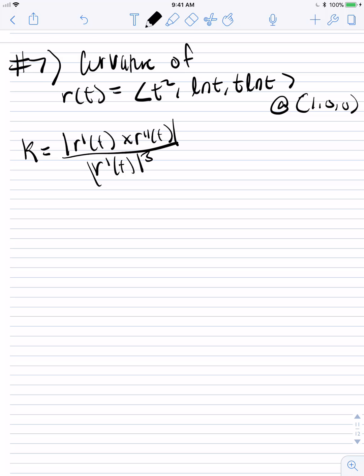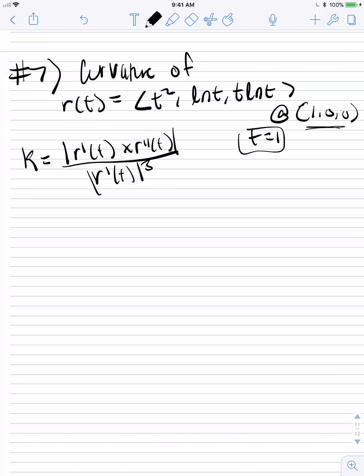So first we want to find a t value, because we're given a point. This point (1, 0, 0), we want to see what t value will satisfy that point. If you look at it for a second, you'll realize that if we plug in t equals 1, t squared, so 1 squared, would be 1, ln 1 would be 0, and 1 times ln 1 would also be 0. So that gives us this point. So we have our t value.